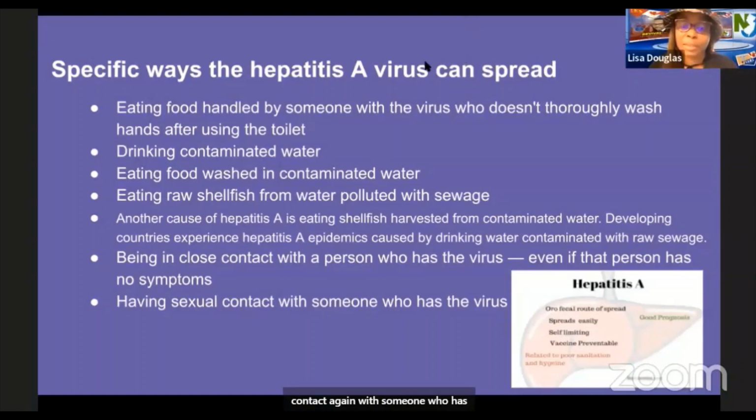Being in close contact again with someone who has the virus, even if the person has no symptoms, and having sexual contact with someone who has the virus.